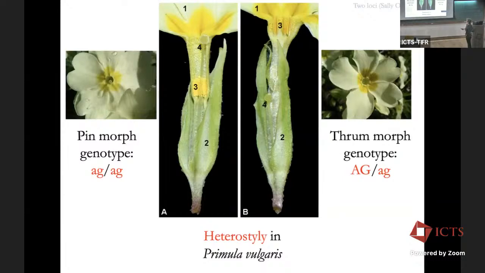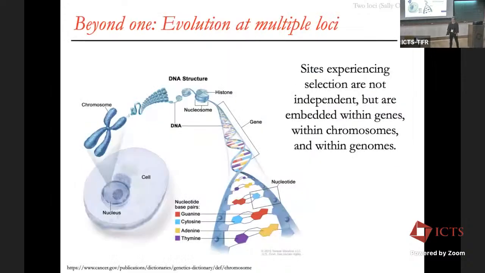In this particular case, there are some recombinants, but by and large, these are the genotypes that we find in the population, where big A and capital G give the thrum morph, and little a and little g the pin morph when homozygous. And that's just one example of bazillions of examples I could give you of how genes are embedded within chromosomes and interact with one another.